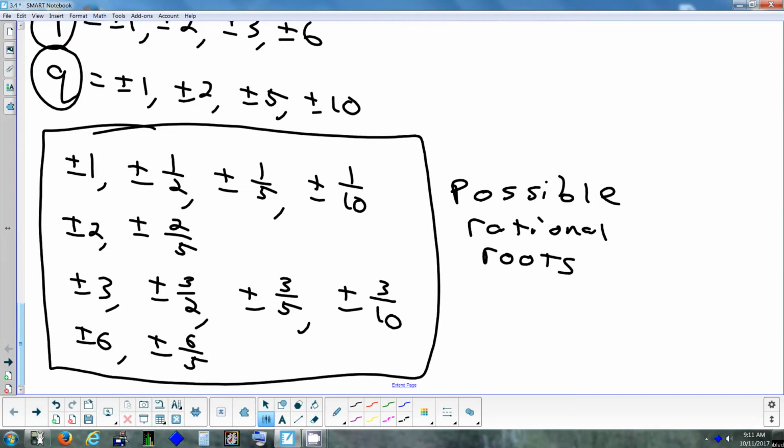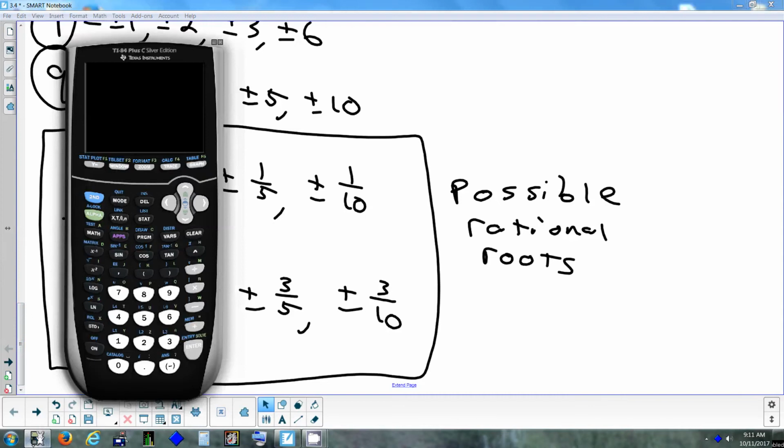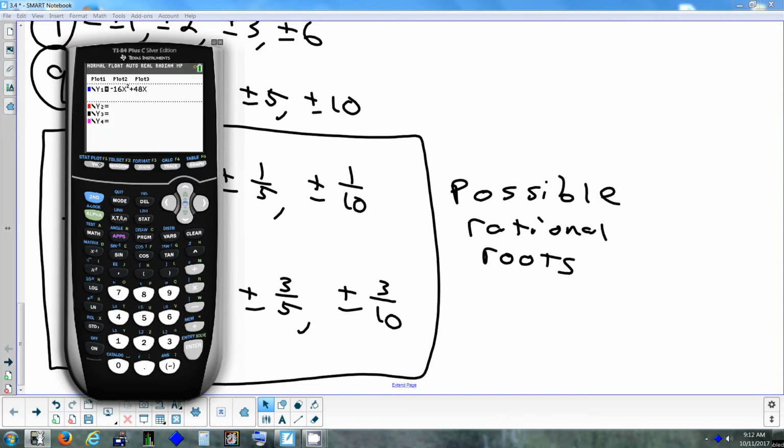That's all it is. It's a list of possibilities. So if there is a rational root to this problem, I guarantee you it has to be one of these numbers. Has to be. Okay. Any questions on that? So now what I do is use the calculator, and I'm going to look in those areas and see, does it look like it's crossing the x-axis anywhere near those numbers? And we'll eliminate the ones that don't seem to make sense.